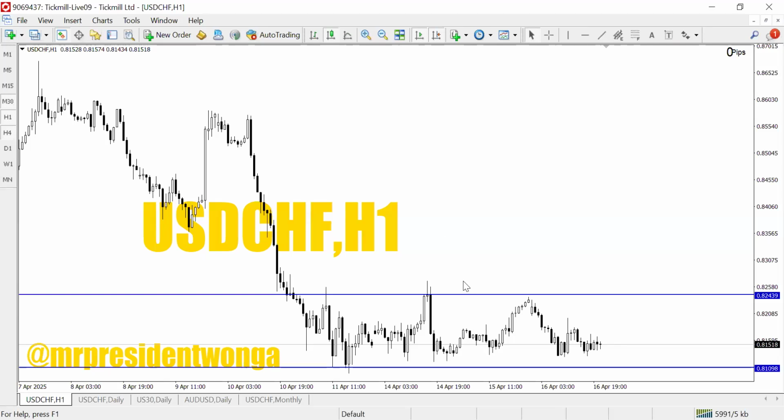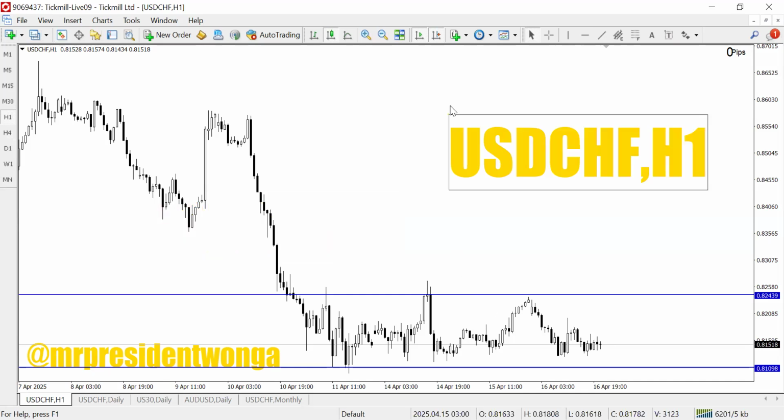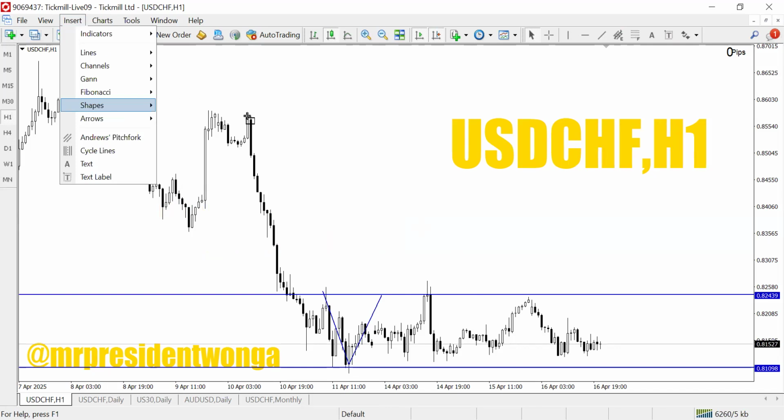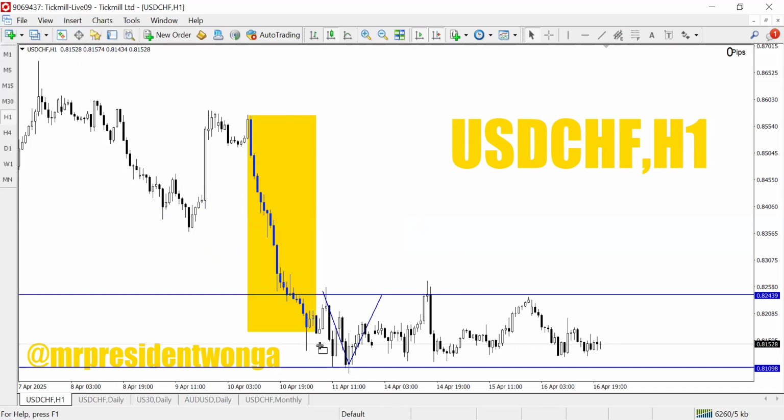This is H1 on USD CHF. Nothing much is happening. It's been moving in this range. Remember, we had one session where we said that when you look at the instrument, in this case the currency pair USD CHF, the market is either moving in a downtrend, which is what was happening when the market was moving from this level toward that level. This was moving in a downtrend.